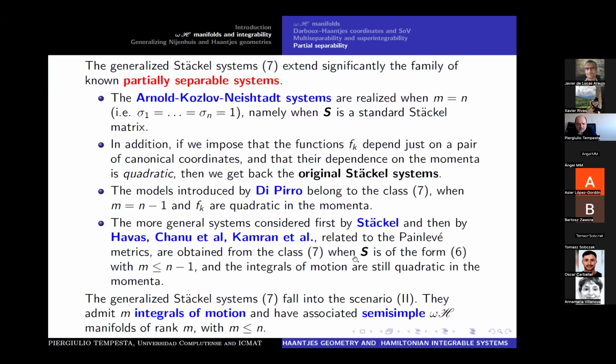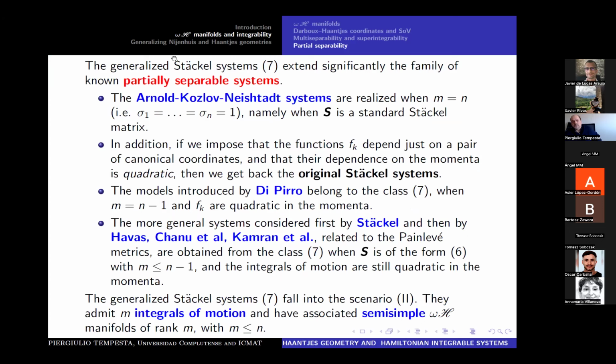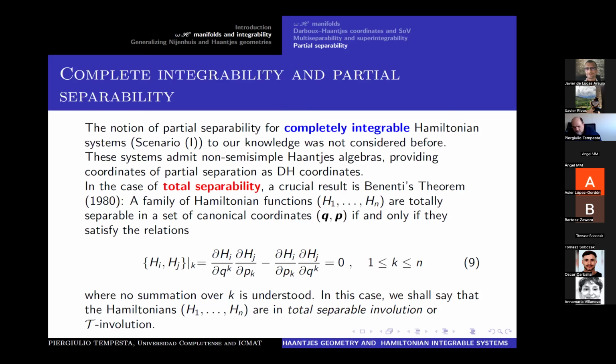Skipping details, unfortunately, let me tell you that these systems we were considering are a considerable generalization of all known systems which are partially separable. The Eisenhart systems, for instance, are recovered from the previous one when m is equal to n, and also the original system introduced by Di Pirro in the 19th century belongs to this class. Also the ones by Havas, Sklyanin, Tsiganov, Kamran, and so on are re-obtainable from this class. Okay, let me skip this, unfortunately.